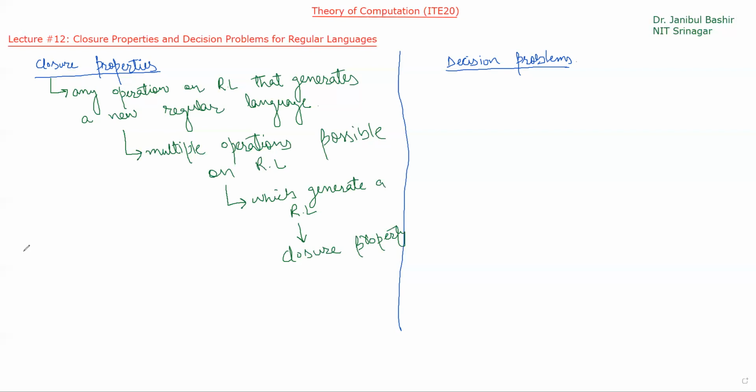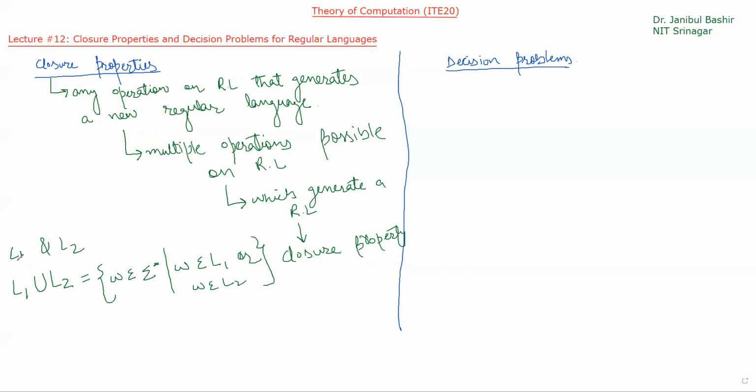For example, let me take an example. Let's say we have two regular languages, L1 and L2. One operation that is possible on these two languages is L1 union L2. So what will be L1 union L2? L1 union L2 will be a string w belongs to sigma star such that w belongs to L1 or w belongs to L2.